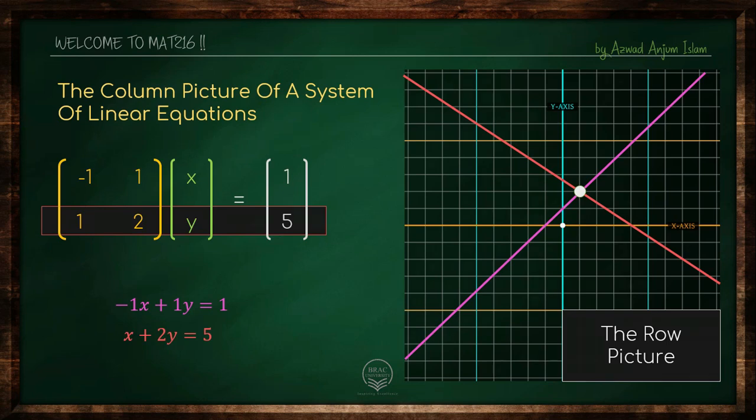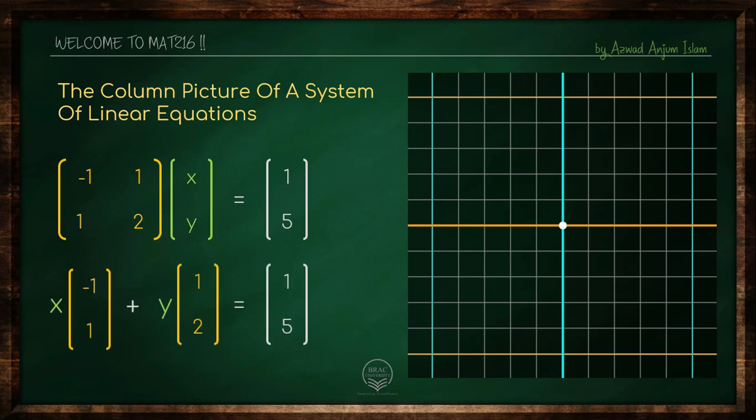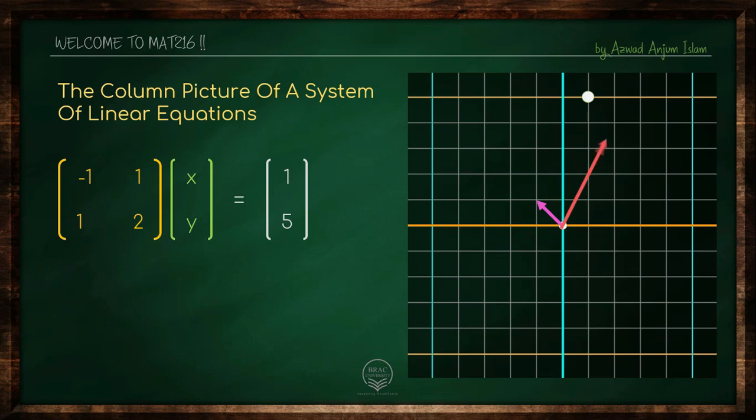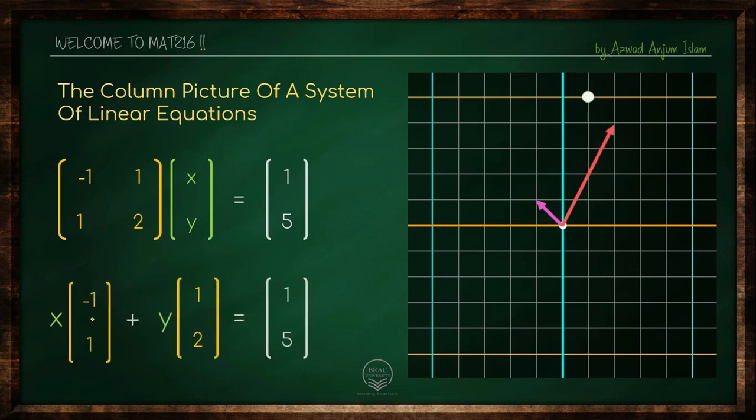But if we think of this matrix multiplication as a linear combination, we have a completely new picture. We have two columns which correspond to two vectors here. The first vector is going to be minus 1, 1, and the second vector is going to be 1, 2. And the question has changed. We are not asking anymore where the two lines intersect. We are asking, if we have two vectors, minus 1, 1 and 1, 2, is there any linear combination so that I can reach this point 1, 5? And the answer is yes. If I take the second vector 2 times, which means y is 2, and take the first vector 1 time, I can in fact reach there. So our solution is take the first vector 1 time and the second vector 2 times. So the solution is x equal to 1 and y equal to 2.